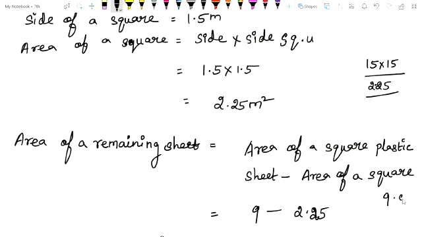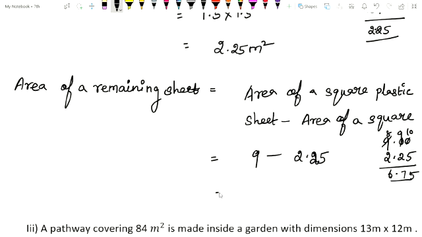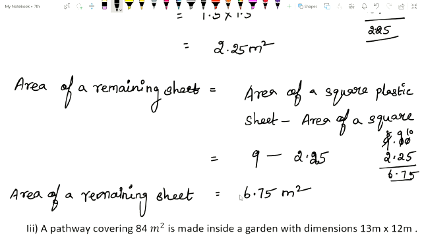Okay, so 9.00, 2.25, subtract this, becomes 8, here 9, 10, 10 minus 5, 5, 9 minus 2, 7, 0.8 minus 2, 6. So what is the answer? 6.75 meters square. So area of a remaining sheet equal to 6.75 meters square. Do you understand, children?